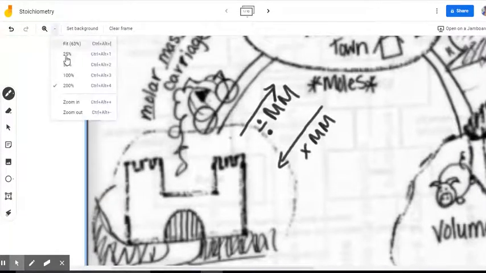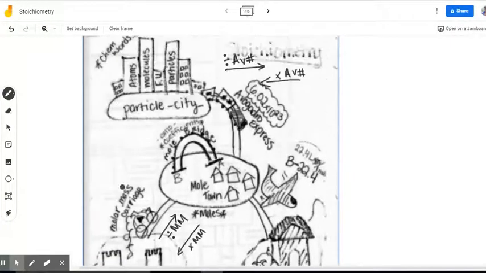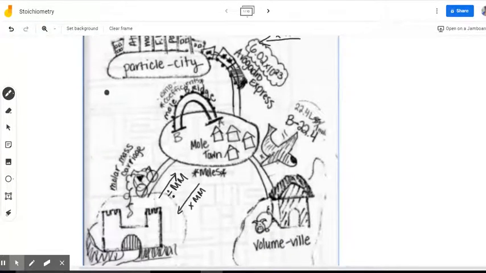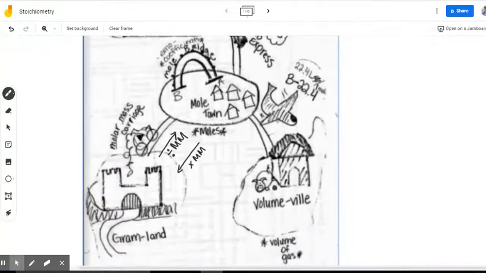Let me zoom out just a tiny bit. We saw that there is absolutely no way to go from particle city down to Gramland. There is no special road over here. You had to do a conversion through the mole. You had to convert to the mole first, and then you converted to whatever you needed. So Moletown sits right here in the center of it all. And a little side note, there's also a farmland over here. It's Volumeville. There's a lot of pigs and cows that live there because they're very gassy. We're going to deal with that when we get to gas laws, but they ride the B-22.4. Yes, it's a bomber plane, but that's the best that I could come up with.